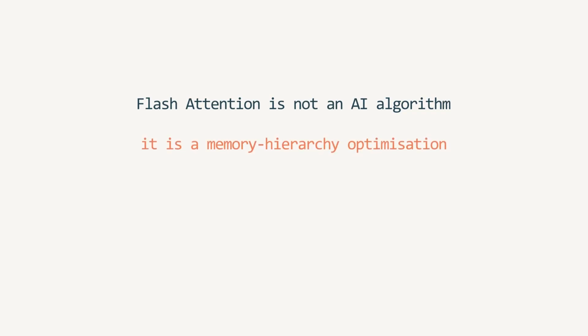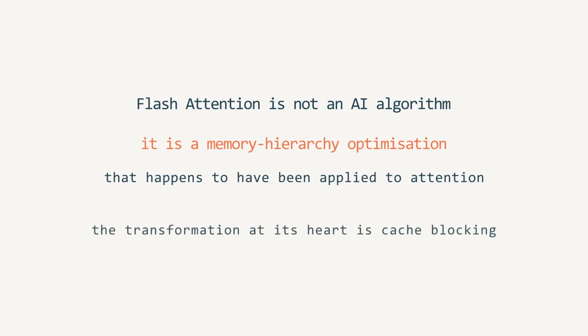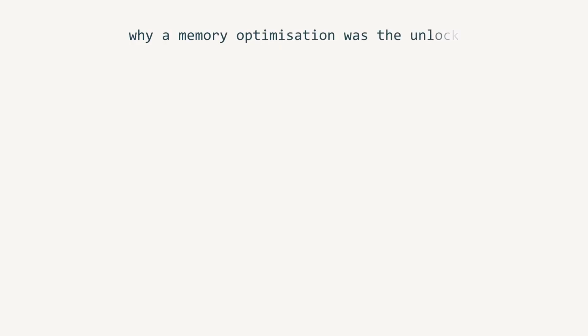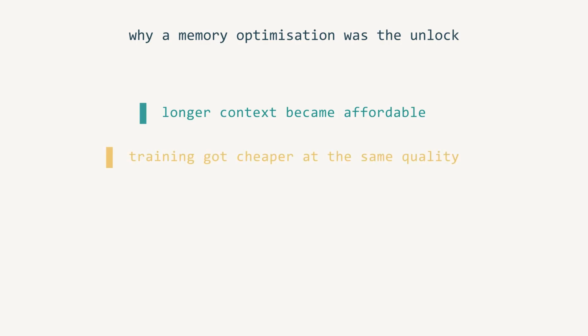Here's the thing worth your next 12 minutes. Flash attention is not an AI algorithm. It's a memory hierarchy optimization that happens to have been applied to attention. The transformation at its heart is cache blocking, chopping a computation into pieces sized to fit fast memory. High-performance computing has done this since the 1980s. It's why the fast matrix multiply libraries on your machine are structured the way they are.